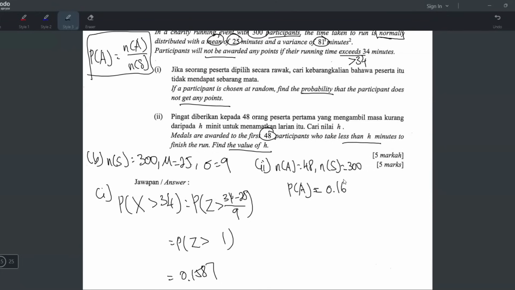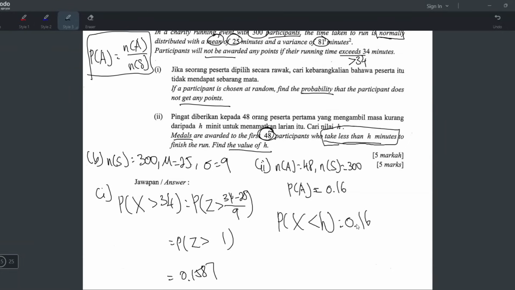And be more specific: this 0.16 is the probability of what? The ones who get the medal, or the ones who take less than H minutes. So that means P(X less than H) equals 0.16. Because this 48 is not the probability, it's just the number of students, so you have to divide by 300 to get the probability first. Then only can you write P(X less than H) equals 0.16, and then you can find H.